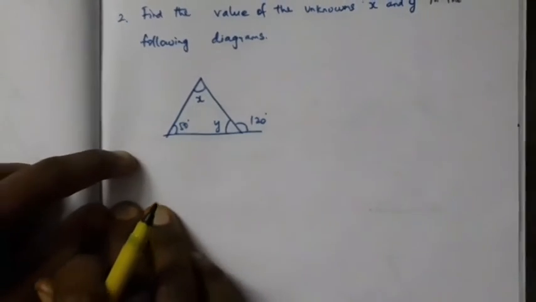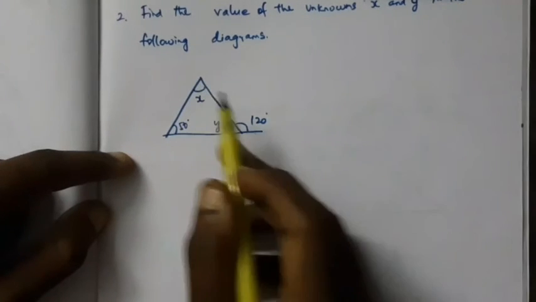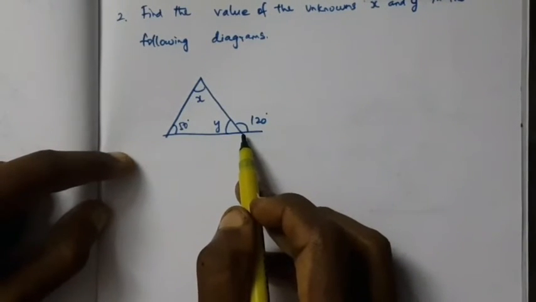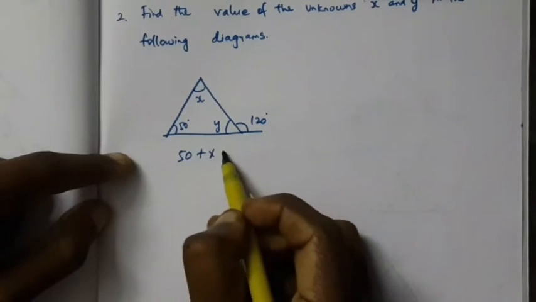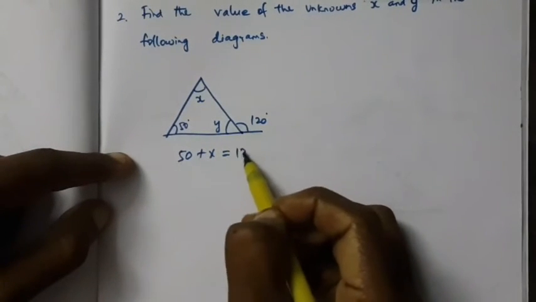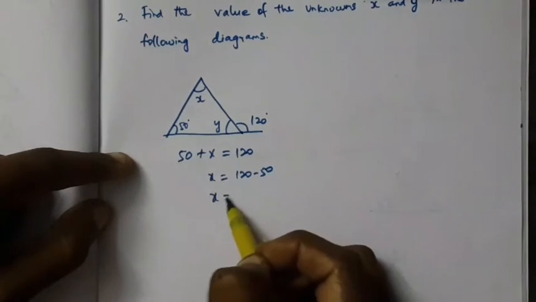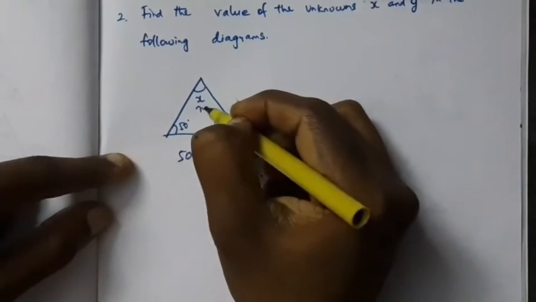First let me take this. What is this 50 plus x? We know that this exterior angle is equal to the sum of its interior opposite angles, which means 50 plus x, if you add these two, that should be equal to this exterior angle 120. So what is x? 120 minus 50, x is 70. Okay, so this x is 70.